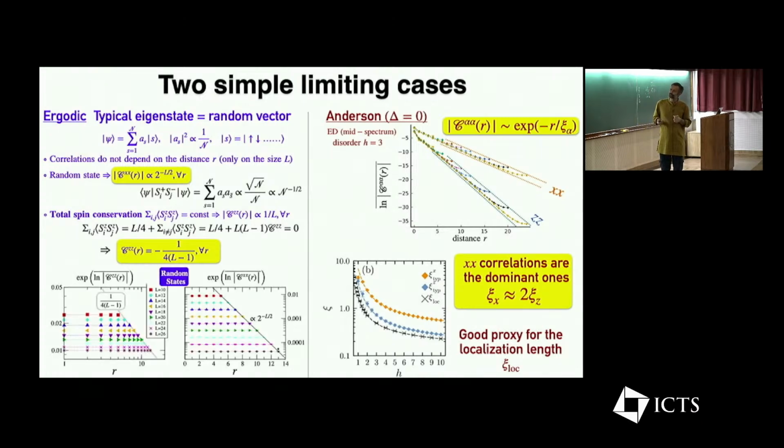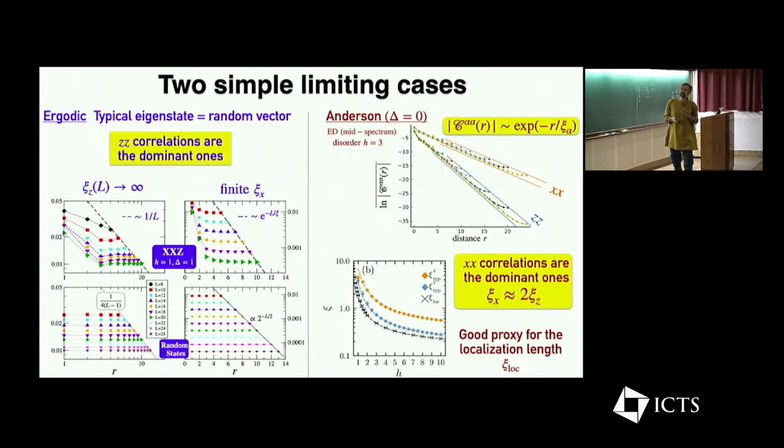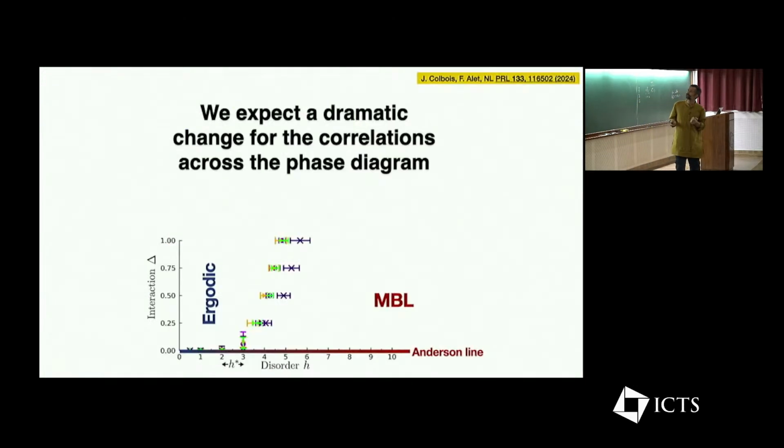This can be checked using numerics on random states, and indeed the ZZ goes like 1 over L, and the XX goes exponentially. We can also check for the true microscopic XXZ model, and this is also what we find, with a few corrections compared to the exact random state. Still, we have this phenomenology: if you look at the XX correlation function, there is a finite correlation length, and if you look at the ZZ, there is formally an infinite correlation length because this is an algebraic decay. So of course, we expect something interesting to occur across the phase diagram.